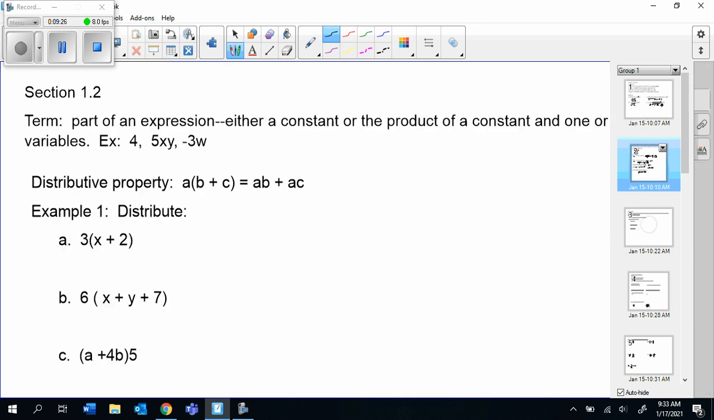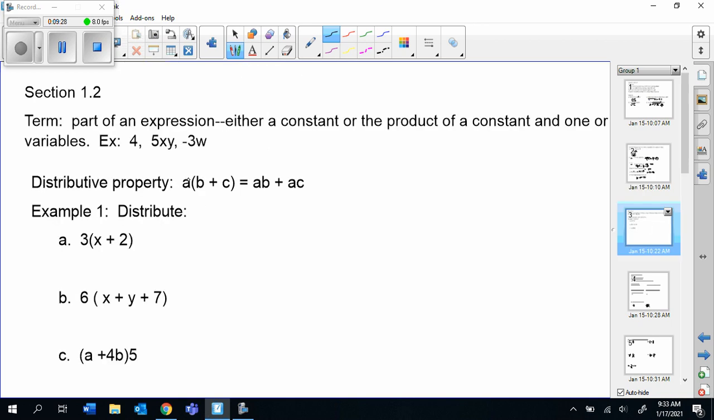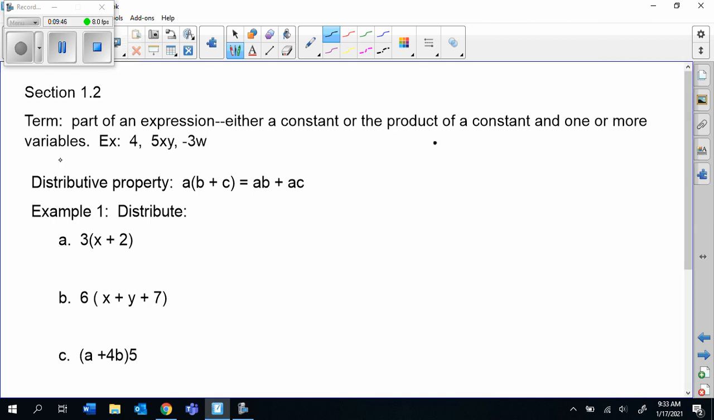I think that wraps up section 1.1. All right, so now we're into section 1.2. A term is part of an expression. It can be a constant or a number in front of one variable, several variables. And so it says either a constant or the product of a constant and one or more variables. And so here are just some quick examples of what terms are.